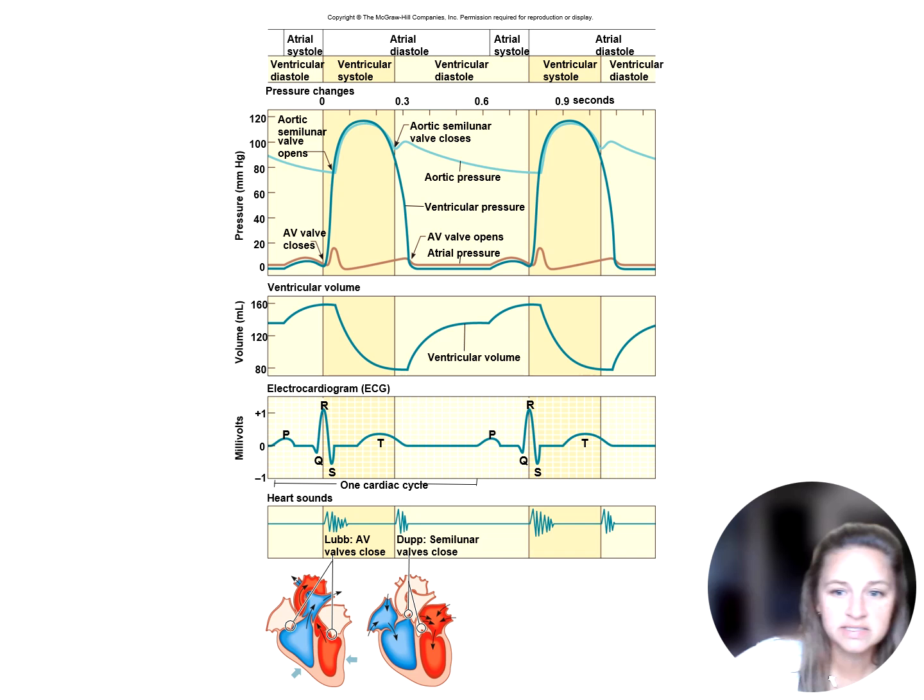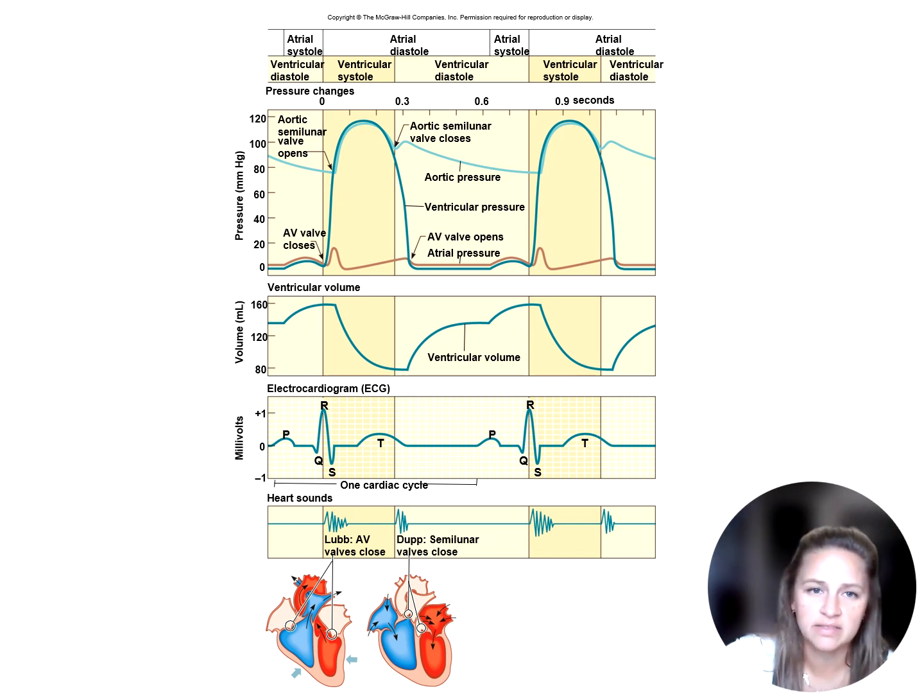This here we're going to see more of when we look at the lab, but this is showing blood pressure, blood volume, and then the ECG, looking at all 3 of these together, and also the heart sounds, seeing when valves are closing and opening based on what's happening with the pressure in the heart and also with the electrical impulses as they're moving through the different parts in the heart. So this will be really good to put all together once we start looking at this.